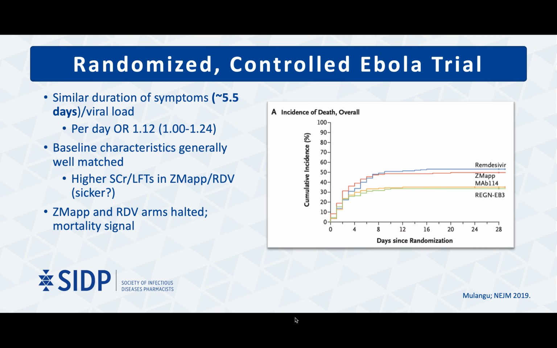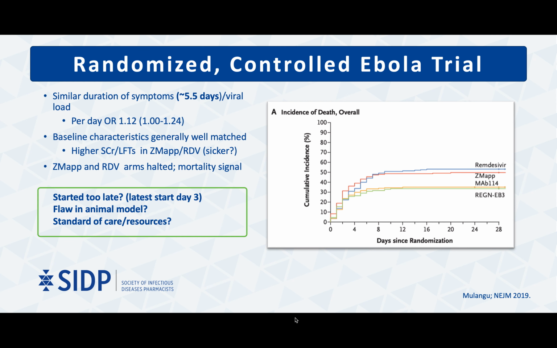In an interim analysis, the decision was made to halt the ZMAP and remdesivir arms due to a clear signal of increased mortality, which you can see in the survival curve on the right. So the results of this trial beg several questions for remdesivir's efficacy. First, was the treatment initiated too late?